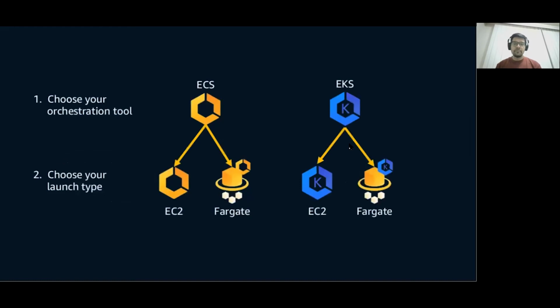There are two options that we can choose when we are creating a container, either ECS, that is Elastic Container Service, or EKS, that is Elastic Kubernetes Service. And in both of the options, the launch type can be EC2 or can be Fargate. So EC2 would be like, okay, we are going to launch one EC2, and in that EC2, we will launch our containers. But when we talk about Fargate, that is the serverless construct.